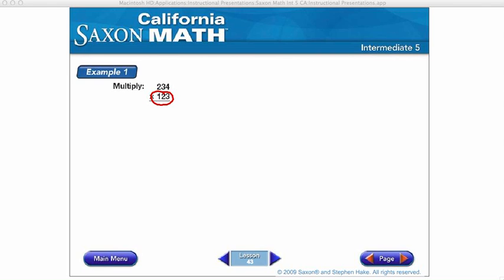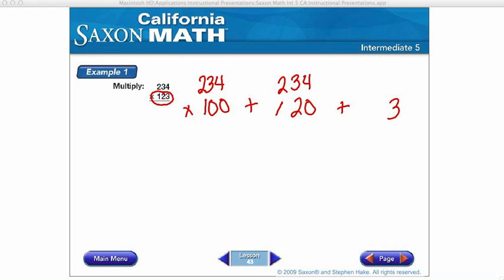So what this basically means is that I'm going to break this 123 into expanded form. That means I have 100 plus 20 plus 3. So using the distributive property, this means I'm going to multiply 234 times 100 plus 234 times 20 plus 234 times 3.